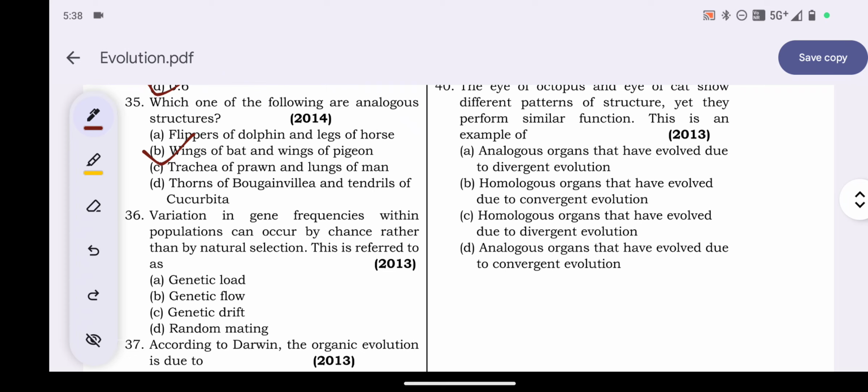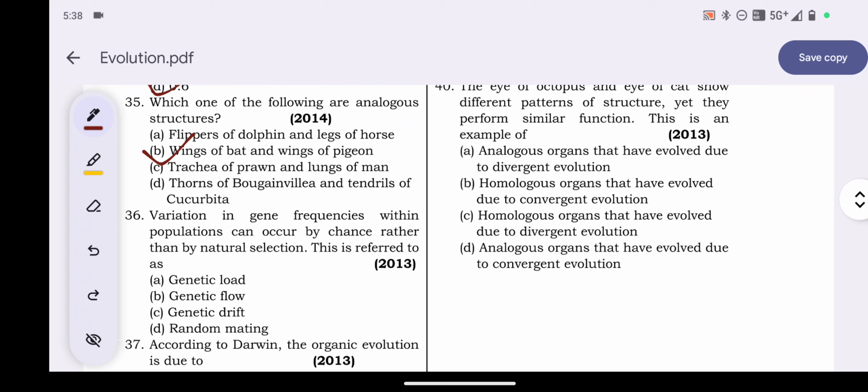Explanation. The organs which have similar functions but are different in their structure, details and origin are called analogous organs. The wings of bat are analogous to wings of pigeon. It is due to the fact that the basic structure of the wing of the mammals is different from the wings of birds. However, their function is similar. Similarly, gills of prawn and lungs of man both are respiratory organs, yet they have very different basic structure. So, B option will be correct.